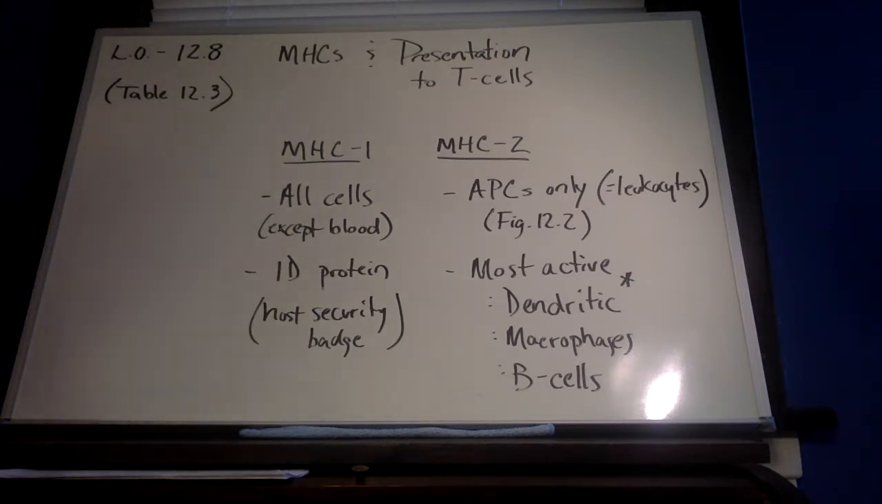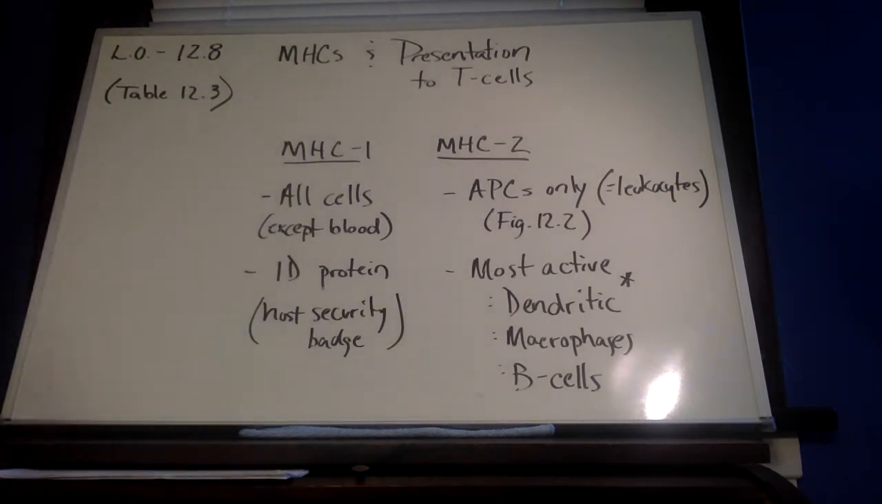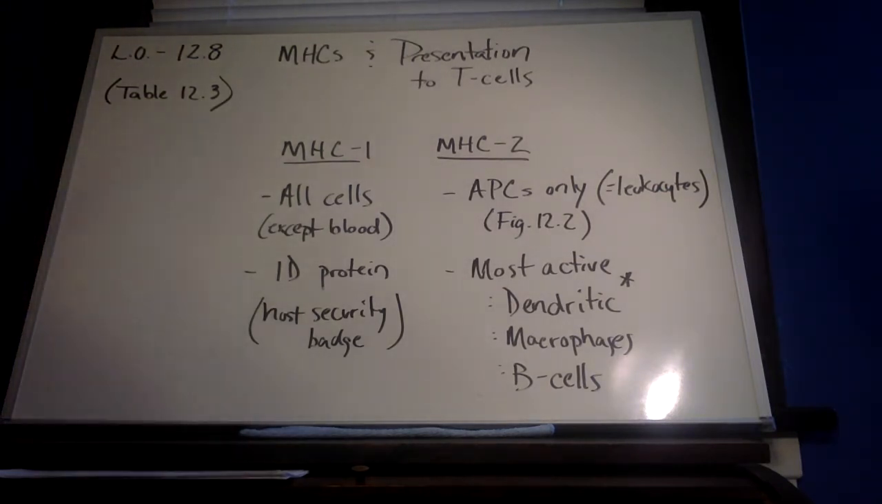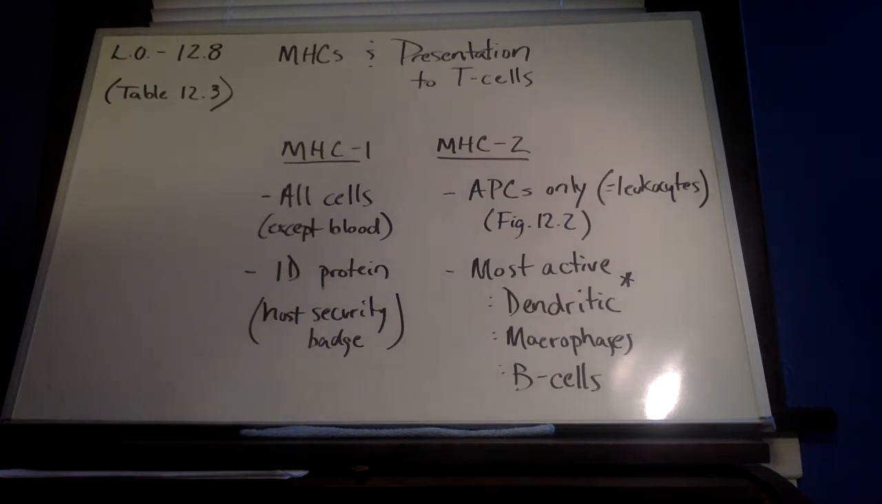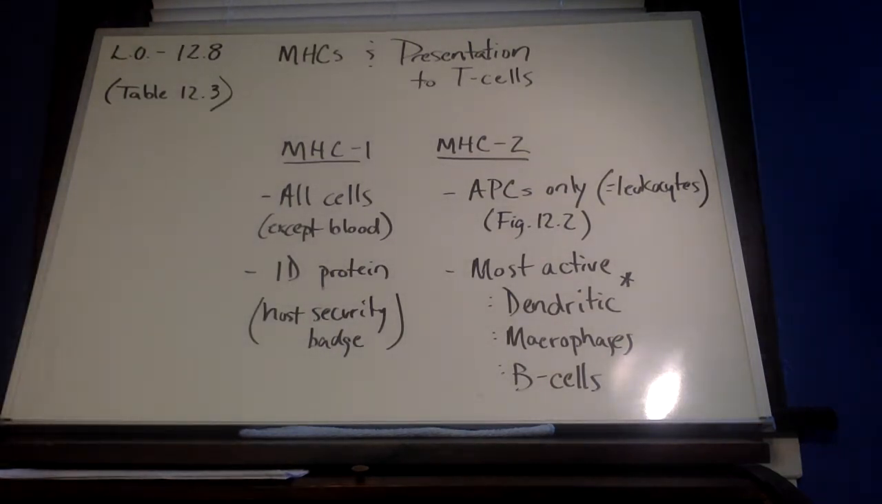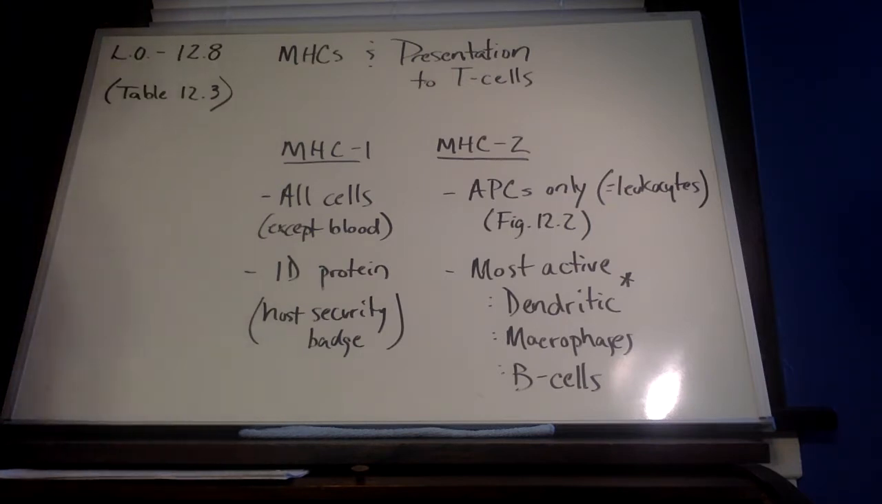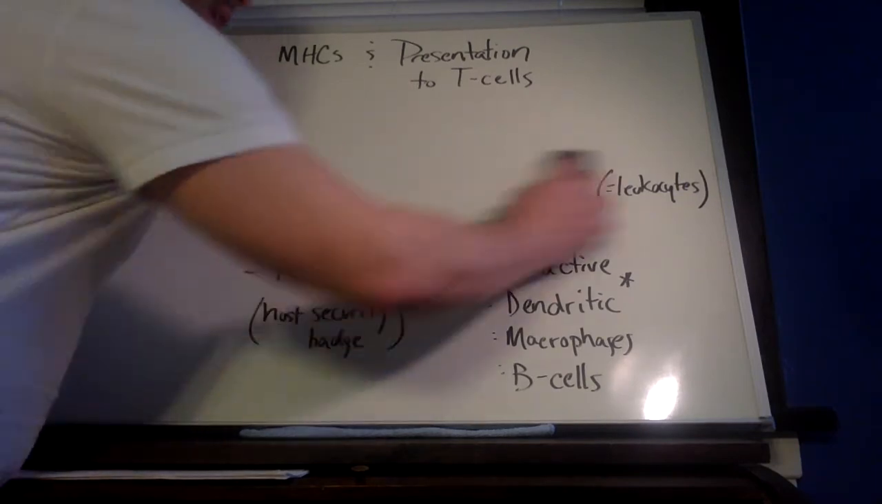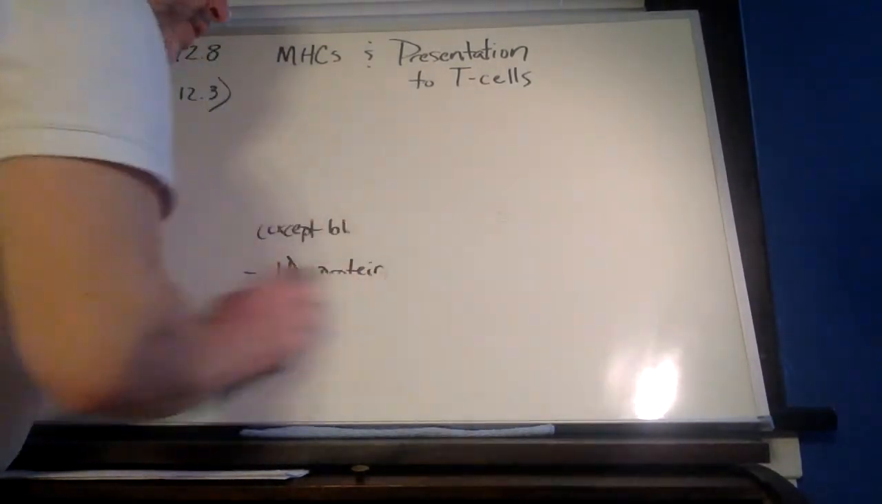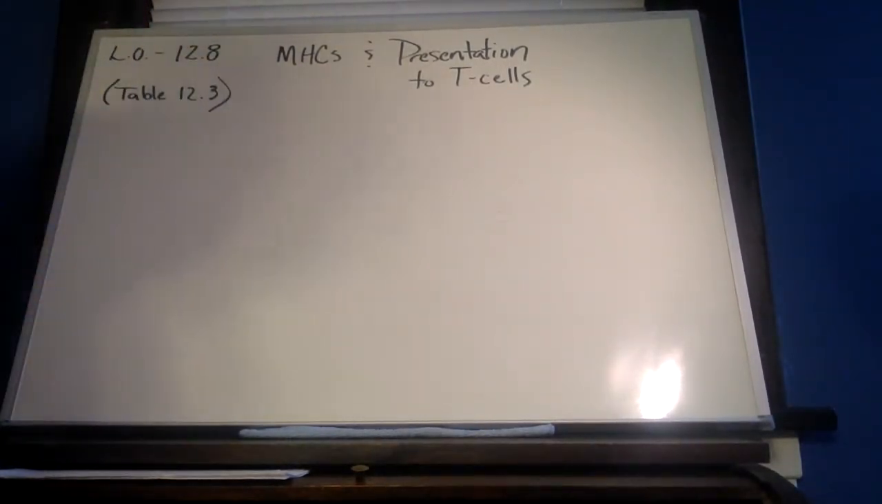But also pretty prominent in the immune response are your macrophages. Remember those monocytes after they mature, and B cells. So, two different types of MHCs. One found in all of your body cells as a badge, the other just found on these antigen presenting complexes. Here's how they play a role in presentation. Antigens can come in two flavors.